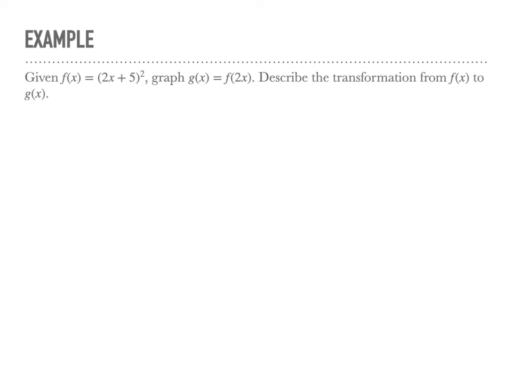Now let's take a look at an example. Given f of x equals (2x plus 5) squared, let's graph g of x equals f of 2x. Well, let's first describe the transformation. This transformation is a horizontal shrink by a factor of 2. You can also say a horizontal shrink by a factor of 1/2.